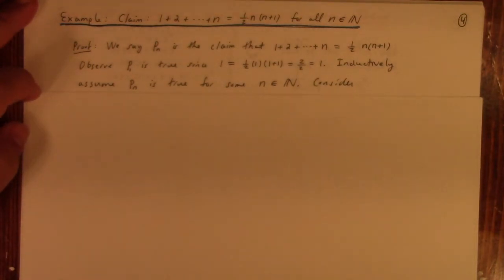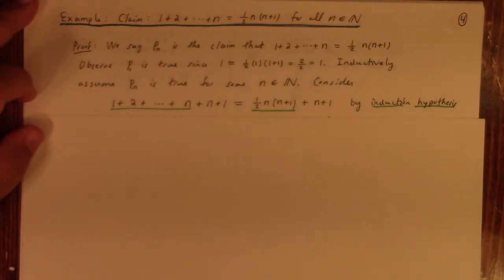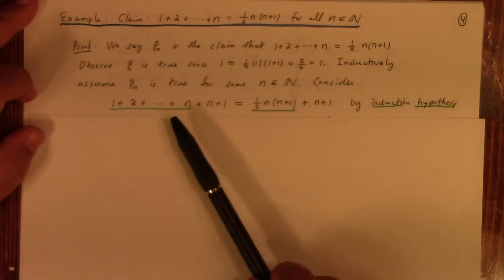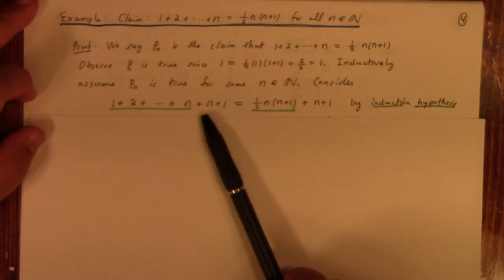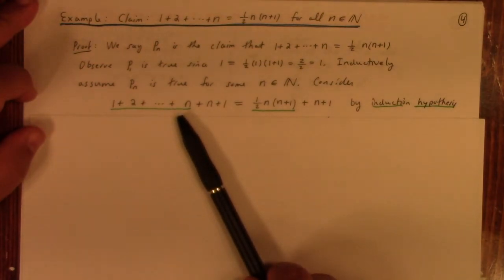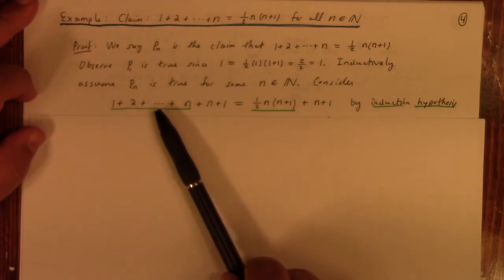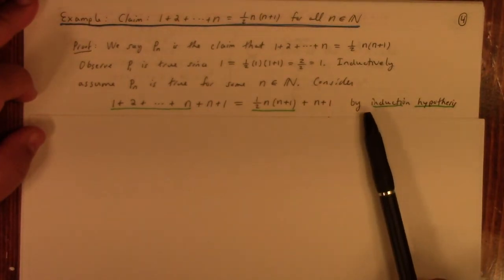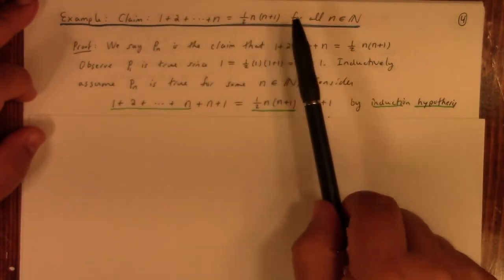Great. The next thing we do is inductively assume that P of n is true for some n in the natural numbers. Then consider that we can write 1 plus 2 plus and so on up to n plus 1 as the sum of the first n, plus n plus 1. But the green part, by the induction hypothesis, is equal to the green part on the left-hand side. The green part over here is equal to the green part over there, using the induction hypothesis, because we're assuming inductively that P of n is true, and P of n is that this is equal to that.